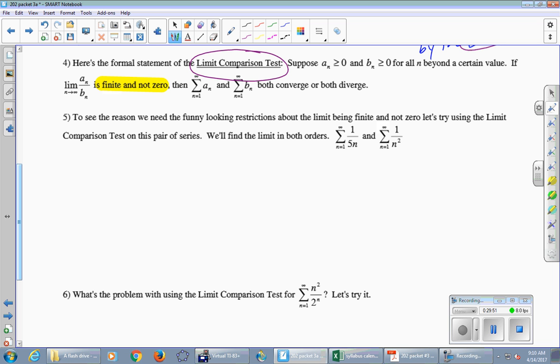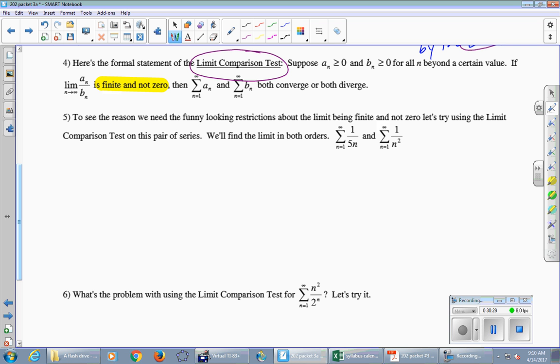Okay, so let's take a look at these two series right here. 1 over 5n, brand new, not related to the ones up above. We're only applying this to things that are positive in the start. Okay, 1 over 5n and 1 over n squared. Do you believe that these two series behave the same? Is this a good comparison? What does 1 over 5n do? That diverges. That's the harmonic with the 5, right? How about 1 over n squared? That converges. That's a p series. P equals 2. It's bigger than 1.